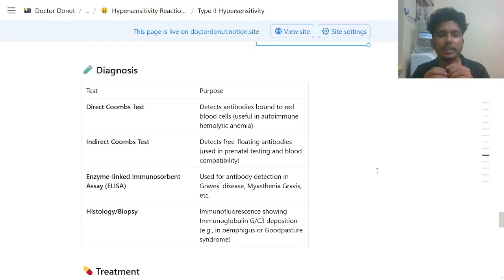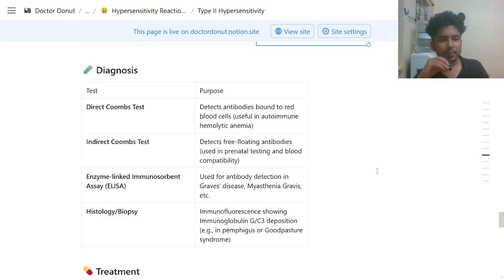Okay, guys, so let's look at the diagnosis. These are the diagnostics not for type 2 hypersensitivity, of course, but for the diseases in here. So you have the direct Coombs test. The Coombs test has two types, direct and indirect. Direct Coombs test is where you detect antibodies bound to red blood cells. This is useful in autoimmune hemolytic anemia. And then indirect is when you look at whether there are any antibodies in the blood. It's used in prenatal testing and to check blood compatibility.